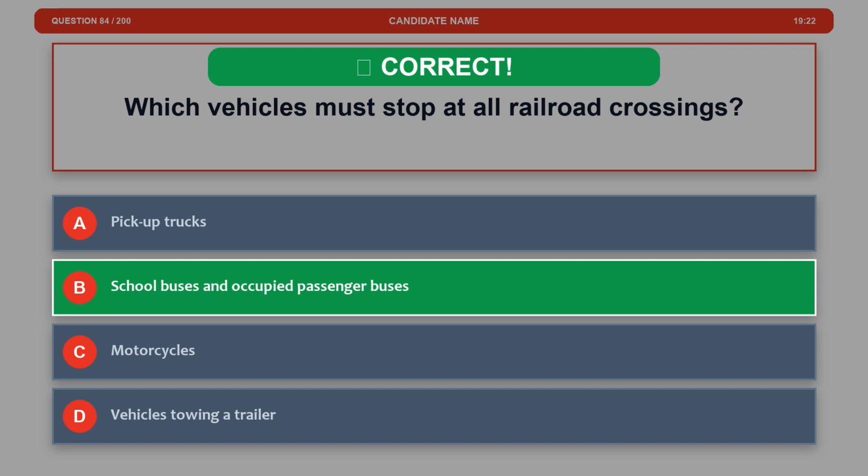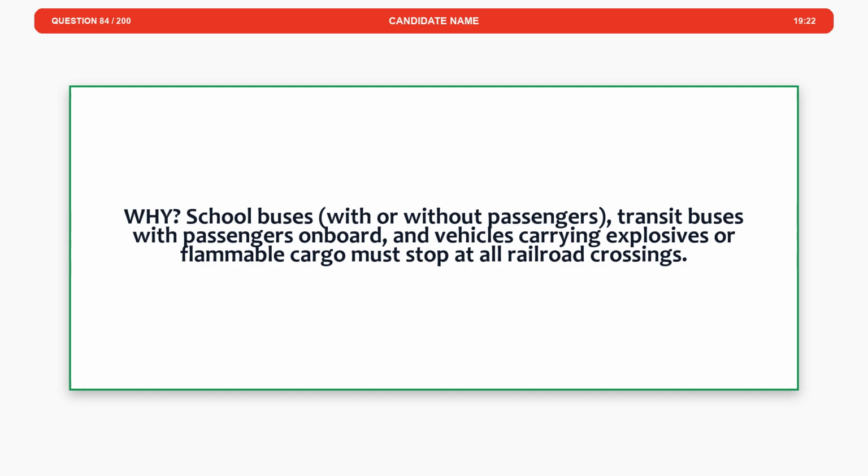The correct answer is option B, school buses and occupied passenger buses. Explanation: school buses with or without passengers, transit buses with passengers on board, and vehicles carrying explosives or flammable cargo must stop at all railroad crossings.